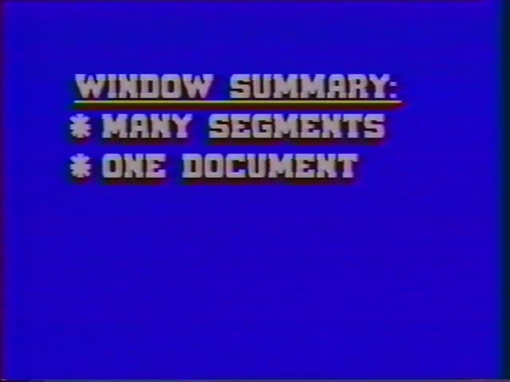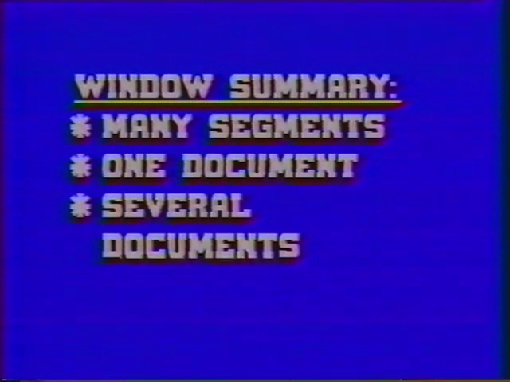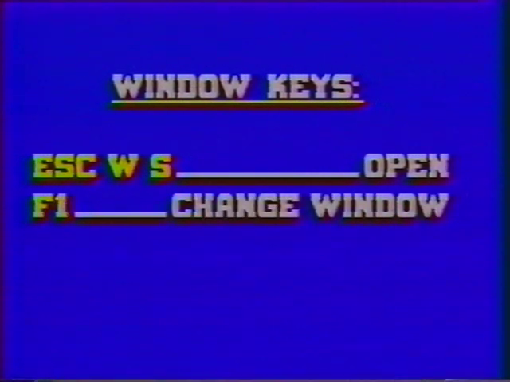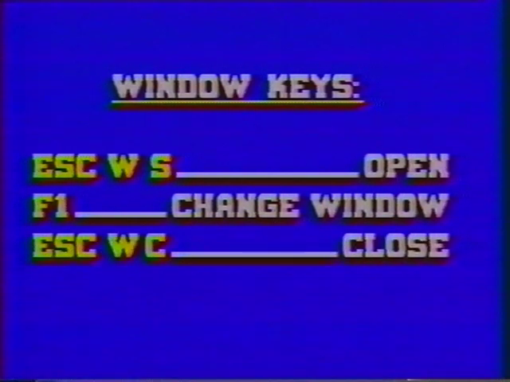Here are the major points. Windows are used to work on many text segments at the same time. The segments can all be in one document or in several different documents. A window is opened with the Escape, W, and S keys. The F1 key activates a different window. Use the Escape, W, and C keys to close a window.